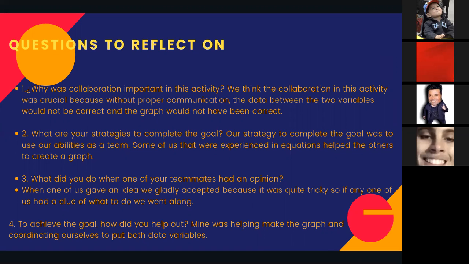What did you do when one of your teammates had an opinion? Well, since the activity was quite tricky, if any one of us had an idea of what we had to do, we gladly accepted and we went along. And to achieve the goal, how did you help out? Well, each one of us helped out in a different way, but mine was helping make the graph and coordinating ourselves to put both data variables. In my case, I helped the team with the presentation and also giving my opinion in certain aspects that I thought would suit better in the presentation and in the project.